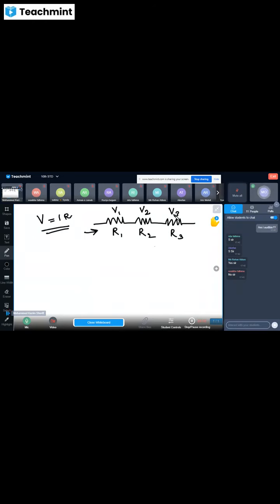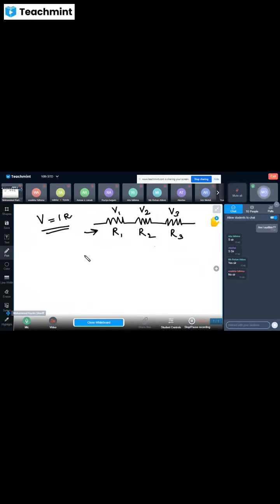One after the other. That means when the current is flowing through R1, the work done to move current through R1 will be different. That is, the voltage will be different. The work done to move current through R2 will be different. That is, V2 will be different. The voltage or the work done to move current through R3 will be different.